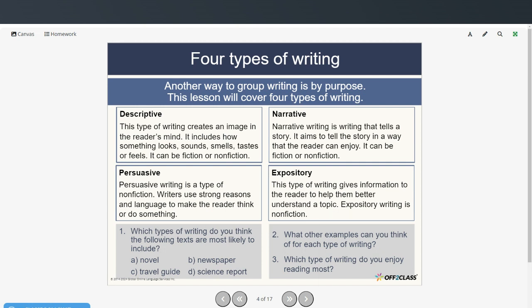So a novel. Well, a novel would probably be descriptive and narrative. A travel guide could be either persuasive or expository. A newspaper could be descriptive, narrative, persuasive, expository, and a science report could be descriptive, persuasive, or expository. And see if you can think of other examples for each type of writing. And which type of writing do you enjoy reading the most?